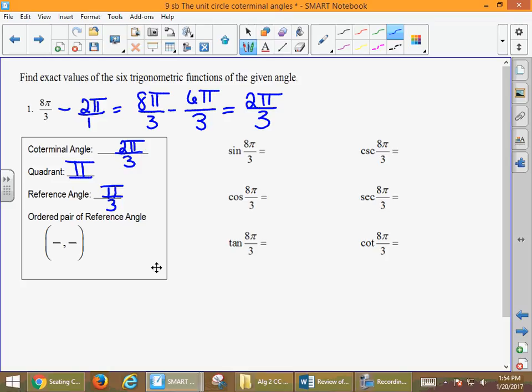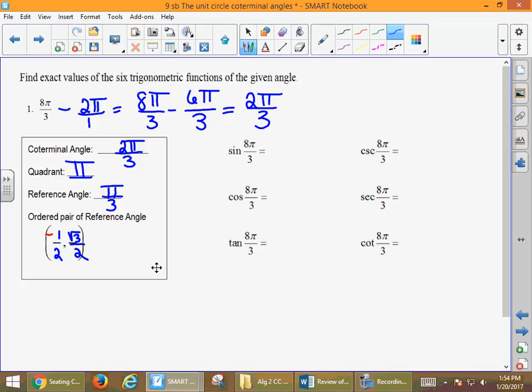Well, the ordered pair for our reference angle then is 1/2, radical 3 over 2. We're in quadrant 2, so do we need to put any negatives in there? Which value? 1/2. We went left 1, and then we went up 2. Is that right? That's not right. The 2 is the hypotenuse, but we went left 1. That part is right. So now, once we identify the ordered pair, then we can really answer our questions.